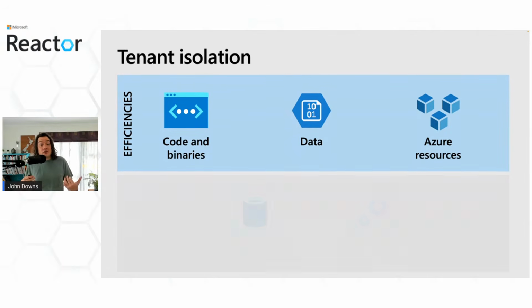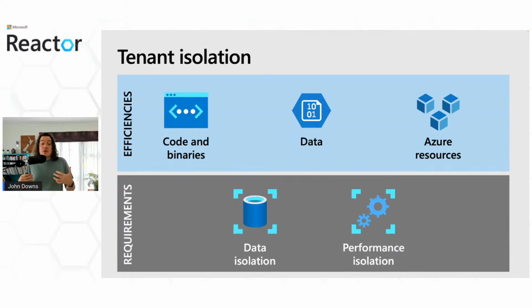But your tenants also have their own requirements. They're very likely going to expect some degree of isolation of their data. And they probably expect that the performance of the system is going to be consistent, regardless of who else is using it at the same time as them. So you need to think very carefully about isolation and try to find the right balance between meeting your tenants' requirements and getting the level of efficiency that you're looking for.